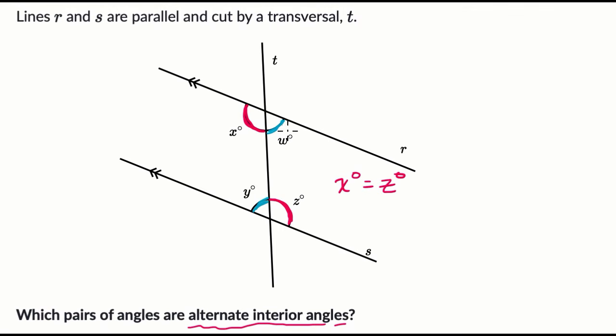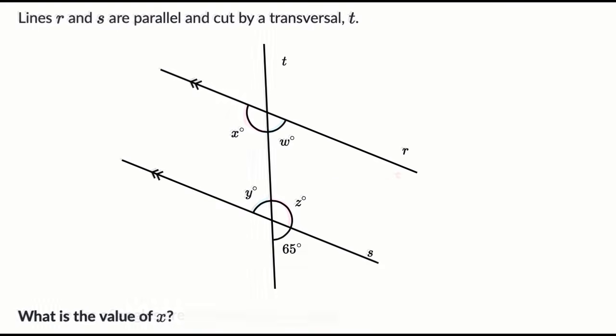or alternate sides, I should say, of that transversal. This is on the right side, this is on the left side, at least the way it's oriented there. So this pair is also a pair of alternate interior angles. And we also know that y degrees is equal to w degrees, or that y is going to be equal to w. Now let's use what we just talked about to actually calculate an angle.